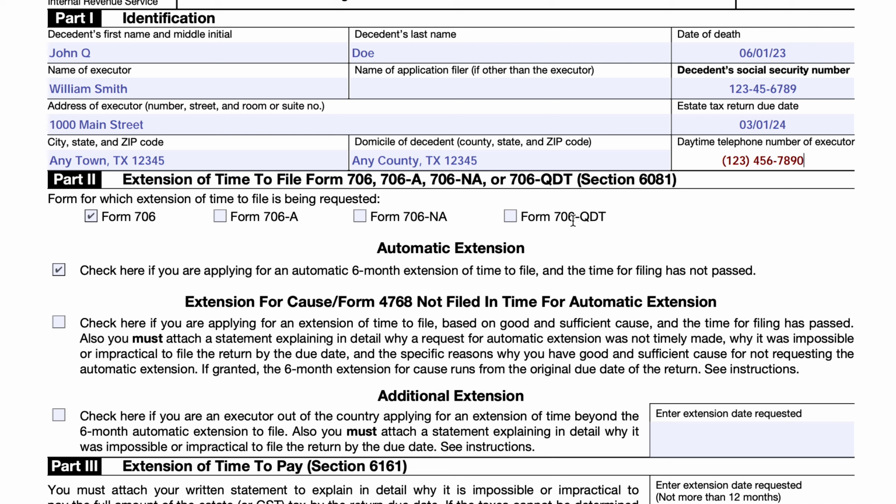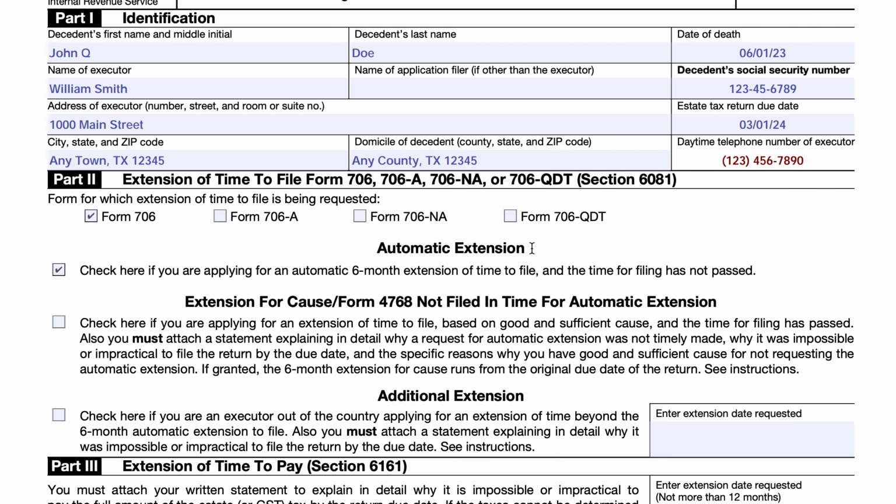In this form, there are 3 different types of extensions that you can request for your tax return, depending on the situation. The automatic extension request field is for any estate tax return, any type, and it's an automatic 6-month extension of time to file.